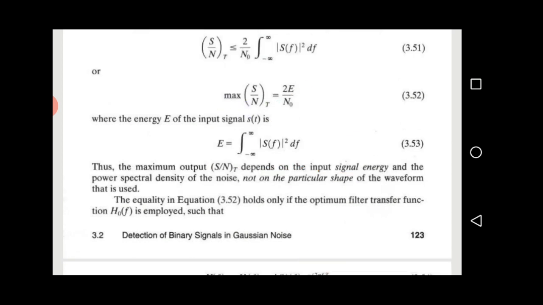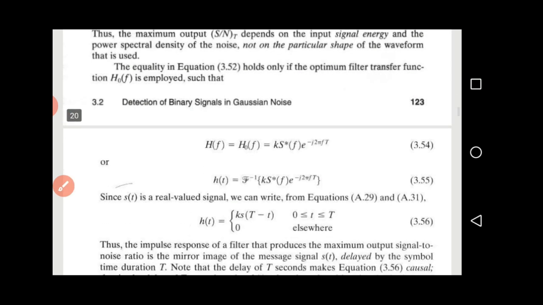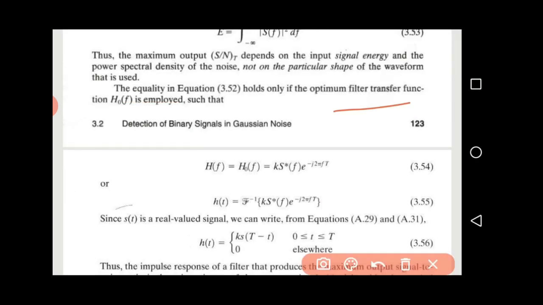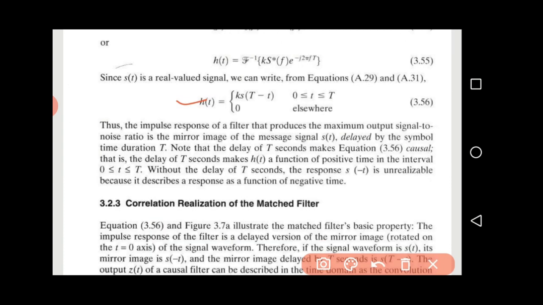The equality in this equation, that is 3.52, holds only if the optimum filter transfer function H_0(f) is employed, such that H(f) = H_0(f) = k S*(f) e^(−j2πfT), or h(t) = inverse Fourier transform of k S*(f) e^(−j2πfT). Since s(t) is a real valued signal, we can write h(t) = k s(T − t) for the interval 0 to T and 0 elsewhere.